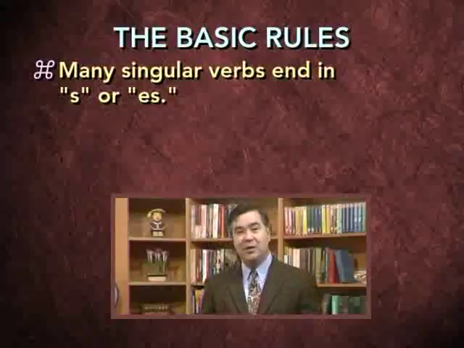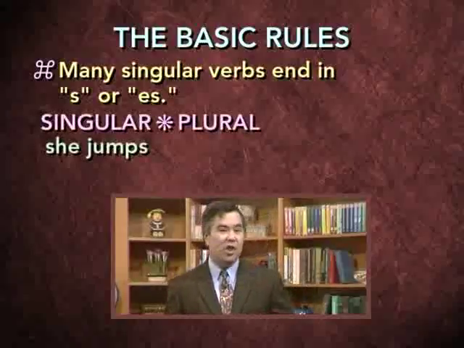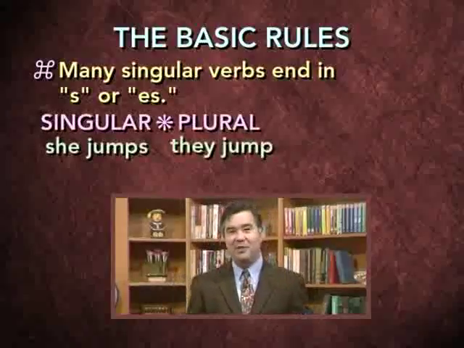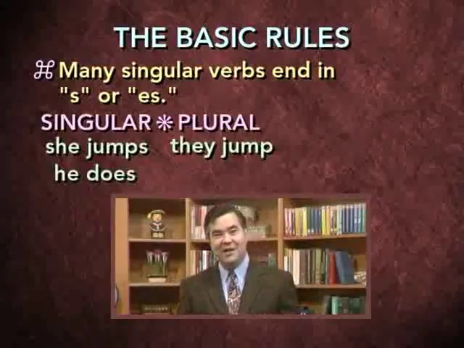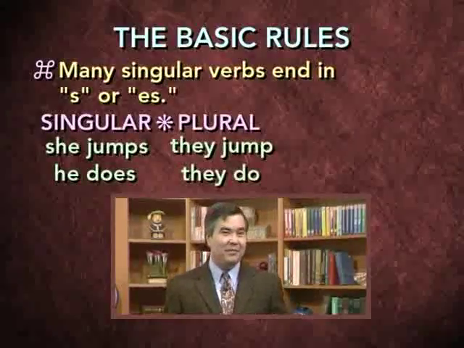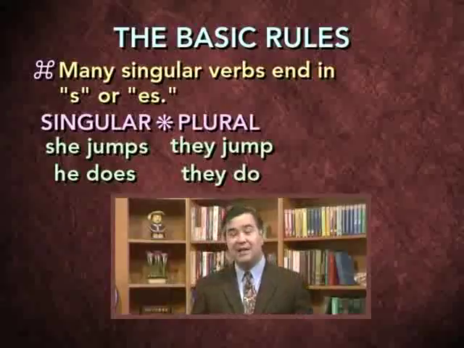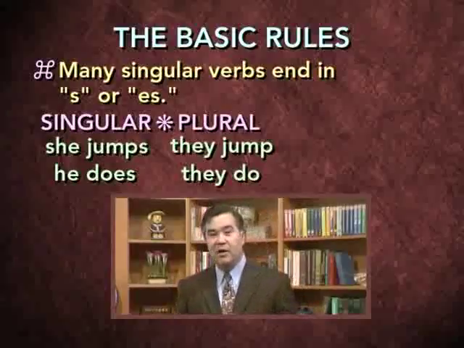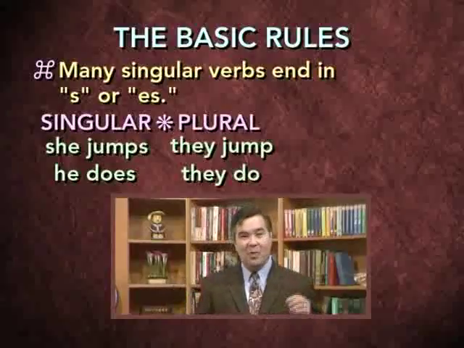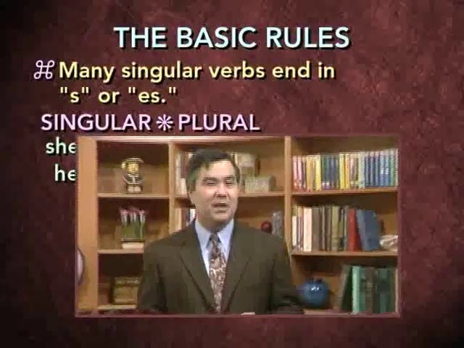So, for example, look at these phrases. She jumps, they jump. He does, they do. Notice that in each case, the singular form of the verb ends in S or ES, while the plural form of the verb does not. Once again, it's simply a rule you need to learn and understand and apply to English. There's no rhyme or reason behind it. That's just the way it's done in the English language.